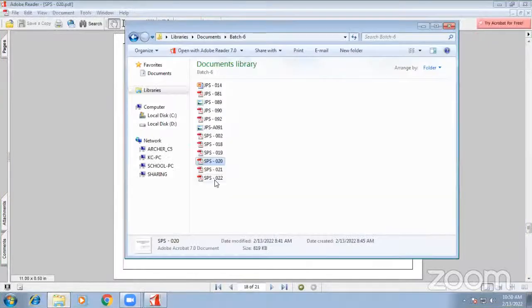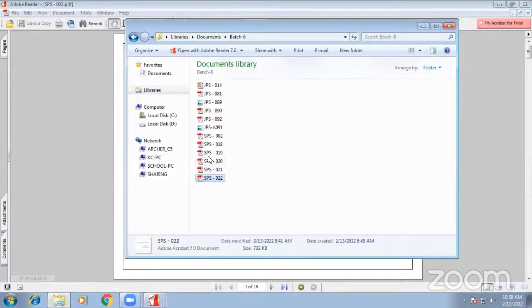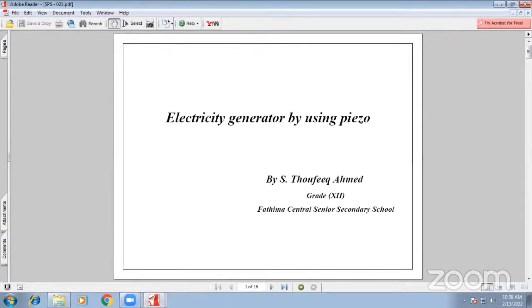Next we have SPSA021 MV Bhumika from Fatima CSA School on the Magnetic Metal Armor. Ms. Bhumika.